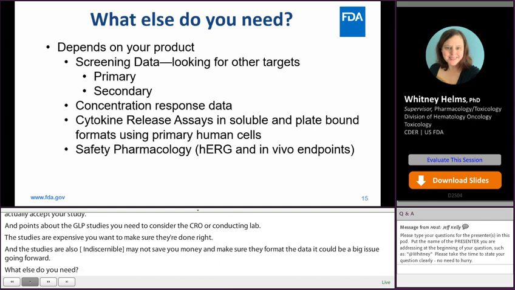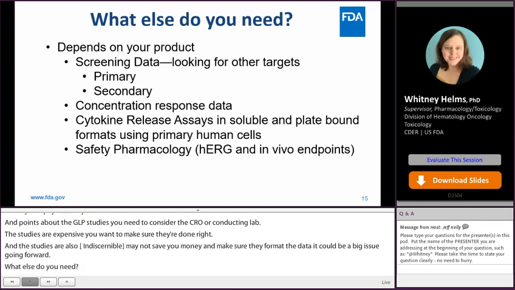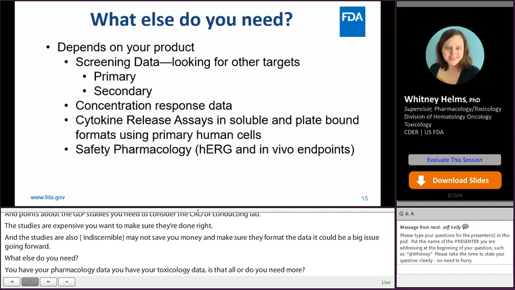Well, it kind of depends on your product. Screening data can be important, looking for other targets. So say you have a kinase inhibitor that you're using to inhibit EGFR, and you've shown in all of your studies that it inhibits EGFR really well. But you also need to show that it doesn't also inhibit VEGFR really well. We're looking for that early on.